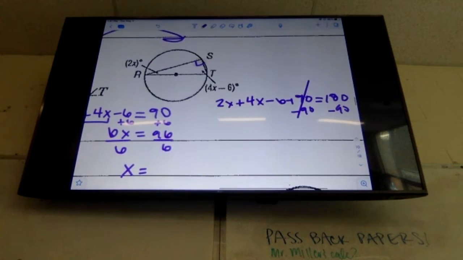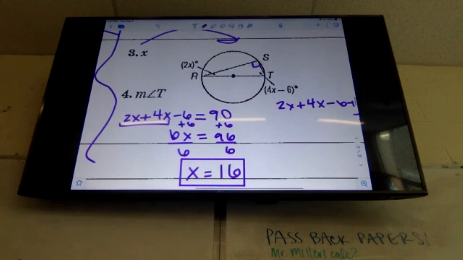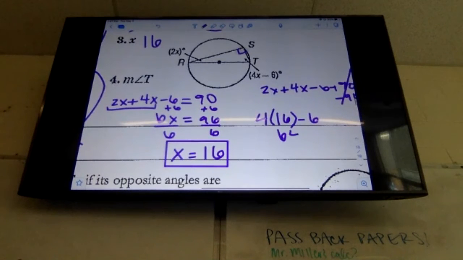And what is 96 divided by 6? 16. 16? Okay. So x is 16. What does that make the measure of angle 12? 58. 4 times 16 minus 6. 64 minus 6. Would you say 58? Pretty sure. I agree.